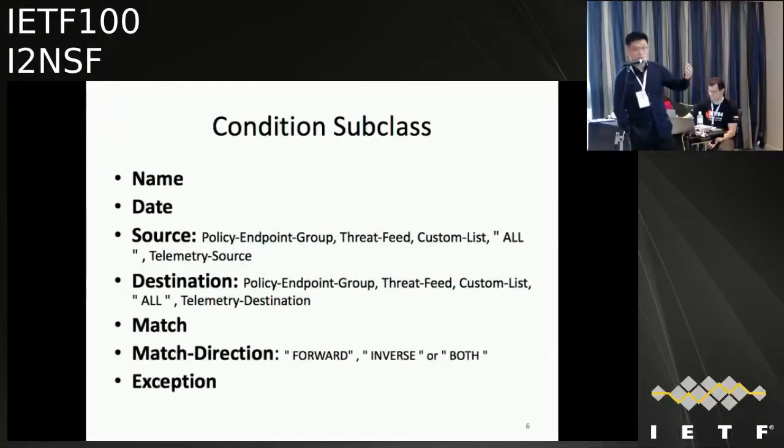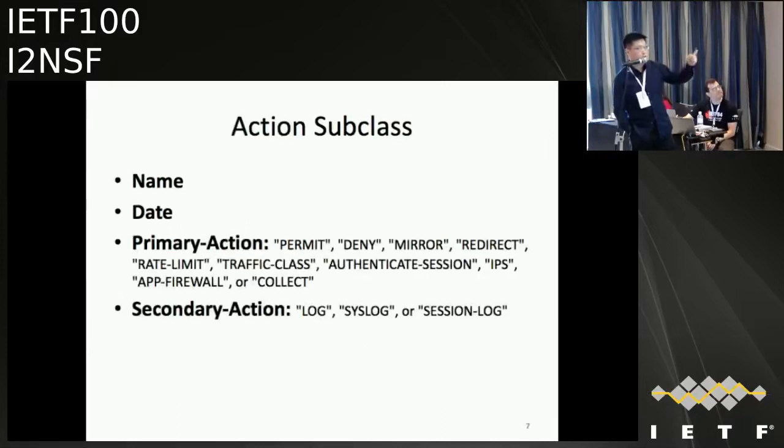Condition is about what attributes we can use to identify the service flow. Okay, the source, destination, and the match direction. Then next page. Action. Okay, a lot of basic actions and more highly intelligent actions for security, because for security devices, there are a lot of actions we can do in addition to the ACL or just some filter.